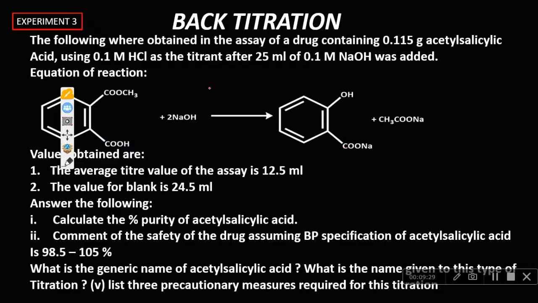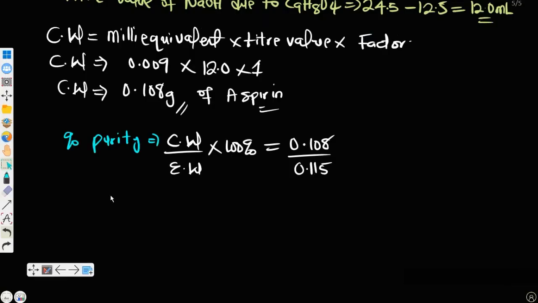Because they told you that the following were obtained in the assay of a drug containing this. So the drug was containing this. This is what we thought we had. But after the assay, we discover we get less than that, times 100%. Now do this calculation and tell me what you get. 93.91% weight by weight. So this is the percentage purity.